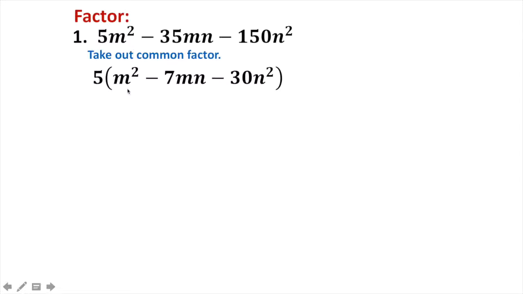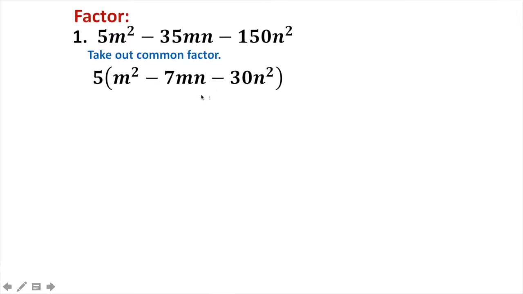You know that you do it right if you can distribute this 5 and come back with your original expression. So 5 times m squared is 5m squared. 5 times negative 7mn is negative 35mn. And 5 times negative 30n squared is negative 150n squared. So we're okay. We haven't changed the value at all. All I did is take out the common factor.